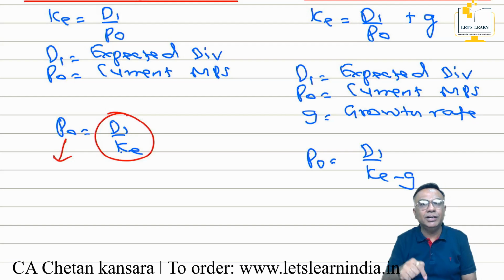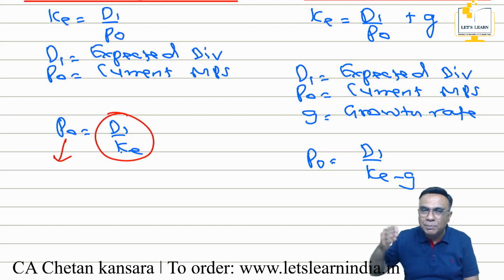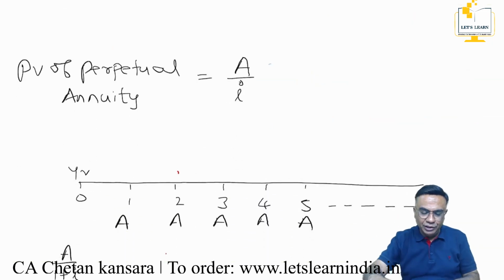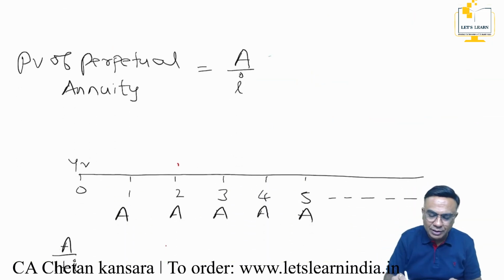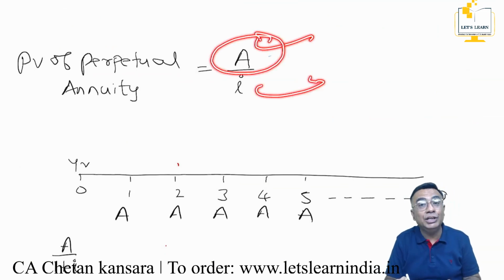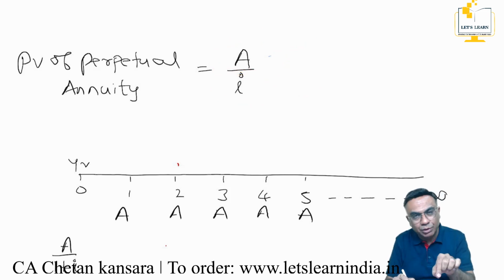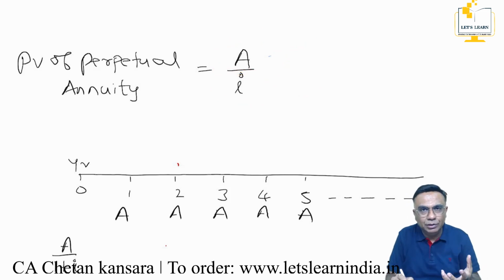Similarly, we are trying to find out the intrinsic value of a share. But the problem is that for a business the life is say 5 years, 7 years, 10 years, but for a share the life is perpetual. So how can we calculate the present value of something which is perpetual? Anything which is perpetual, the formula is A upon I. A is the annuity, the constant amount, and I is the rate at which we discount, the rate which we expect to earn.